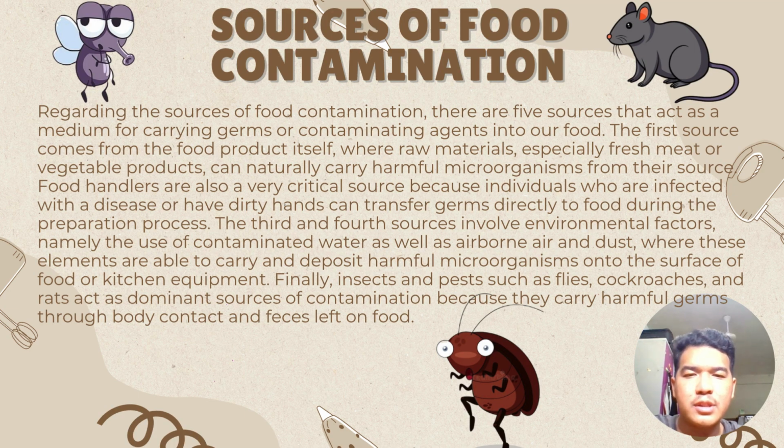The third and fourth sources involve environmental factors, which are the use of contaminated water as well as airborne air and dust, where these elements are able to carry and deposit harmful microorganisms onto the surface of food or kitchen equipment. Finally, the fifth source of food contamination is insects and pests such as flies, cockroaches, and rats, which can be a dominant source because these harmful germs can spread through body contact and feces left on food.